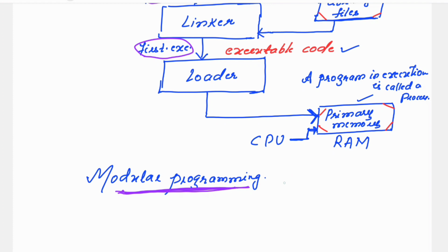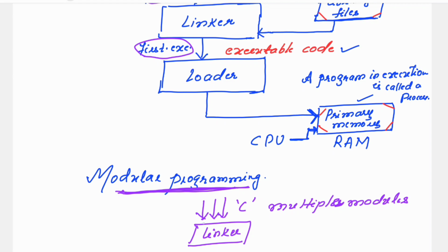Suppose if there is a project on C and this project has got multiple modules, then the linker will combine the object files of all these modules. That means if multiple modules are there, then multiple source files will be there, and if multiple source files are there, for each of the source files there will be a corresponding object file. So the linker will combine the object files of all the different modules with the library files needed to perform the execution of the program. Then it will combine and make it into an executable file, exe extension.